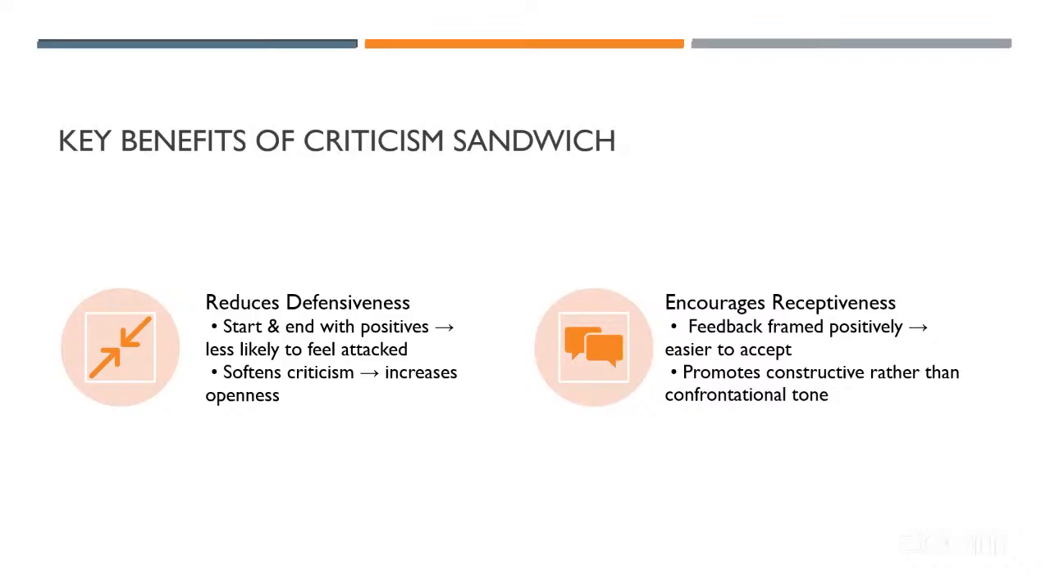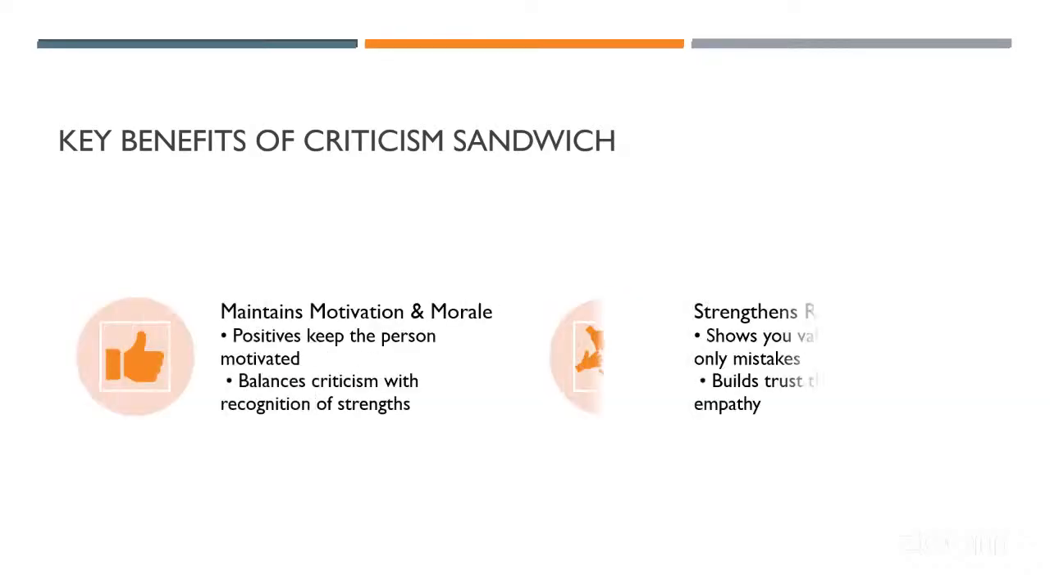We are now speaking about the key benefits of the criticism sandwich. The first benefit, it softens the blow. People are more open to hearing criticism when it is wrapped in positives. Second one, it maintains morale. You remind them of their strengths while pointing out areas to improve. Positives keep the person motivated, balance criticism with recognition of strengths, and also strengthen the relationship. It shows that you value their effort, not only mistakes, and builds trust through fairness and empathy.